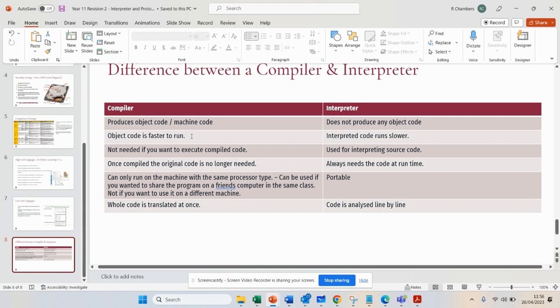So object code is fast to run because I don't have to go through it line by line. It's already compiled. It's already done all of that checking. So once it's developed that object code, that machine code, it will run. You do not need the code once it's compiled. Once it's compiled, you can just run that on any machine. That's what that's saying there. I've already said about the processor type, and the whole code is translated at once.